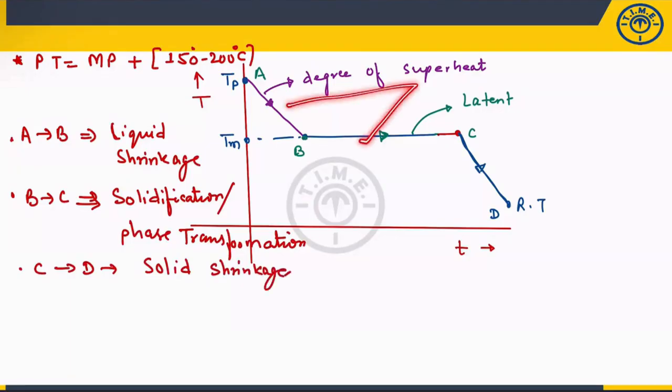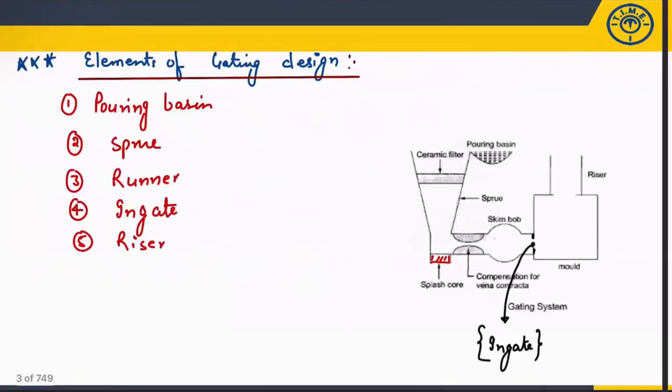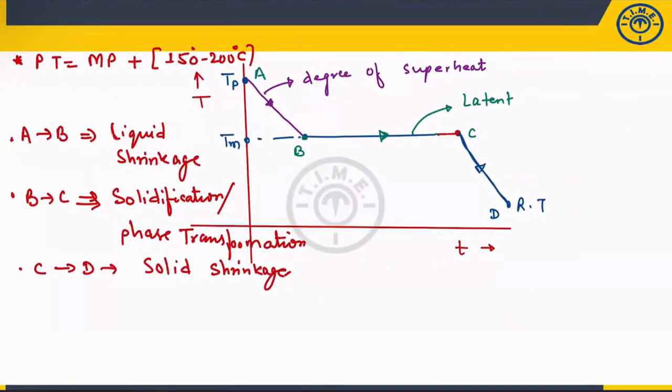Now, try to understand some of the important points. These two shrinkages are basically taken care of by the riser. Whatever shrinkage is happening in the liquid as well as the solidification, or phase transformation, will be compensated by providing a riser. The riser will supply the liquid molten metal. But for the shrinkage during the region from C to D, which is called solid shrinkage, we are providing allowances on the pattern. That means you will provide some extra dimension over the pattern.